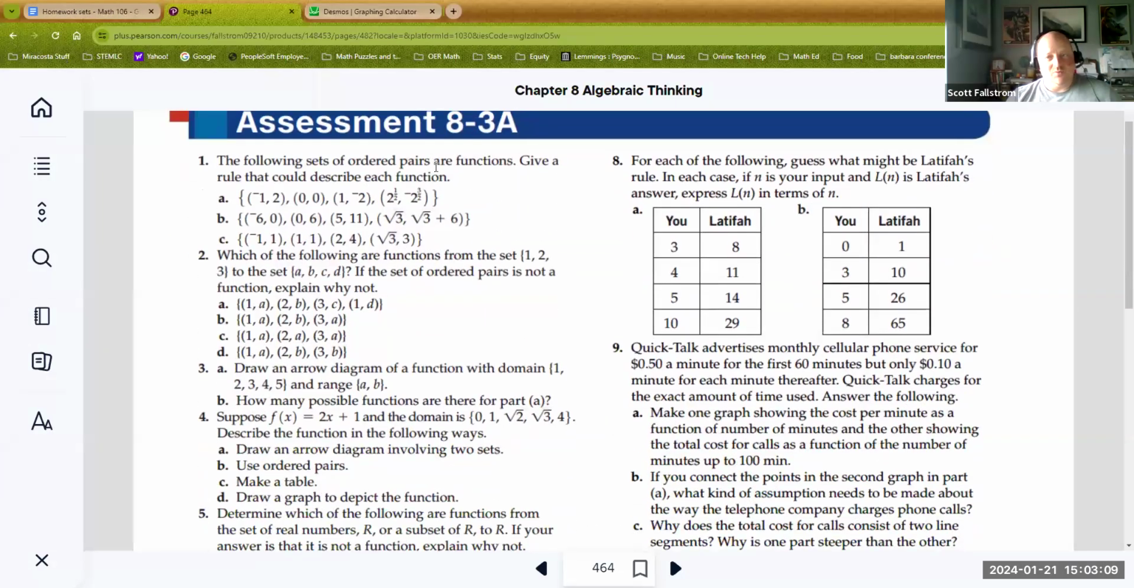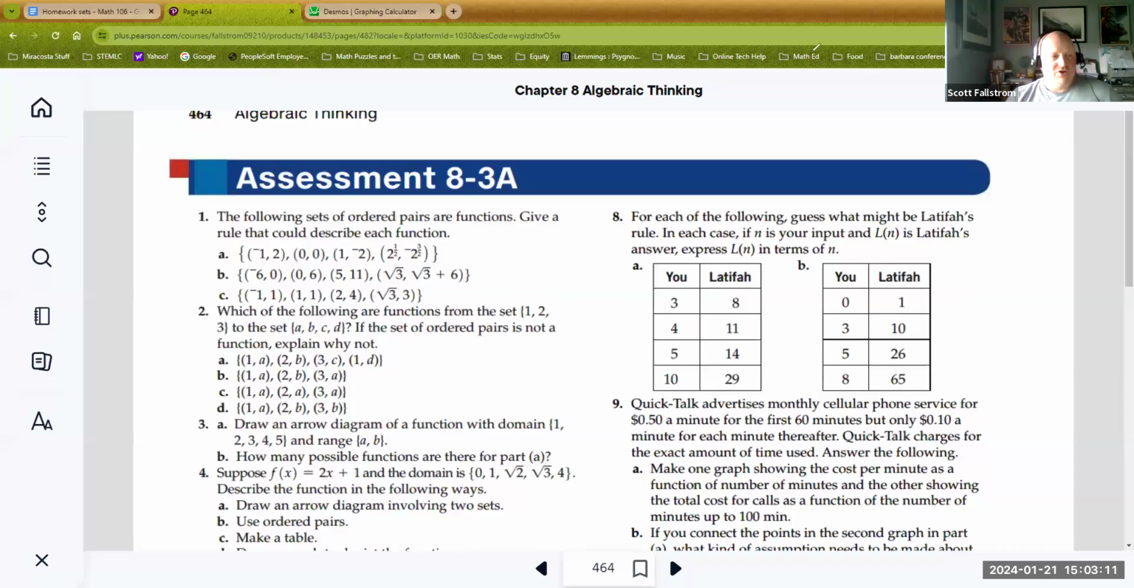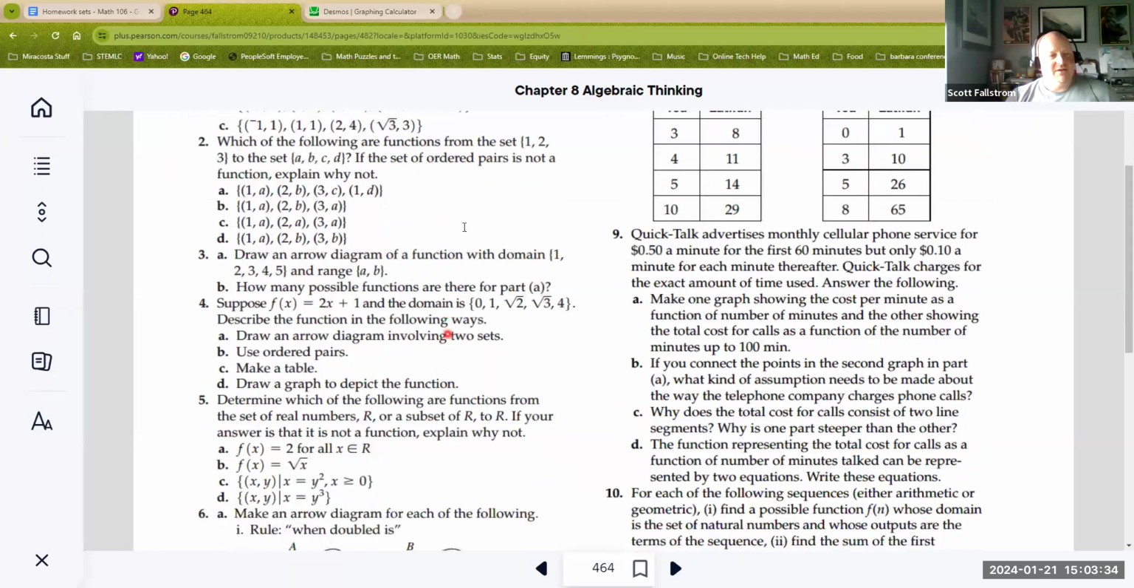Now, concept-wise, nothing huge in this area. So which of the following are functions? Notice it says from the set 1, 2, 3 to the set A, B, C, D. Remember, if it's going from 1, 2, 3, it has to have every one of the 1, 2, 3 used because every input has to have exactly one output. Okay, look to see, is it a function or not a function?